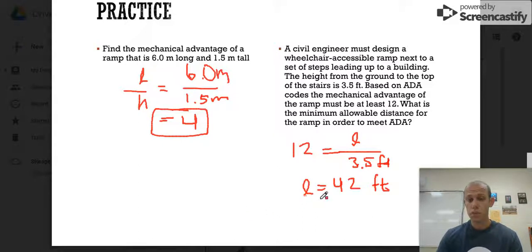If it's more than 42, then that means I will have a mechanical advantage of more than 12. So it could be 42. Oops, I did that wrong. Greater than or equal to 42. Oh, nope, I did it right the first time. Sorry. The length must be greater than or equal to 42.